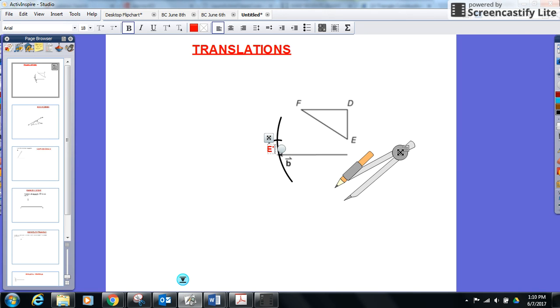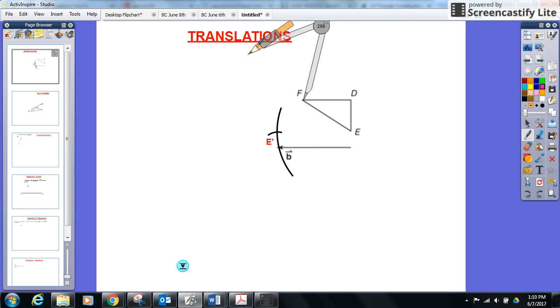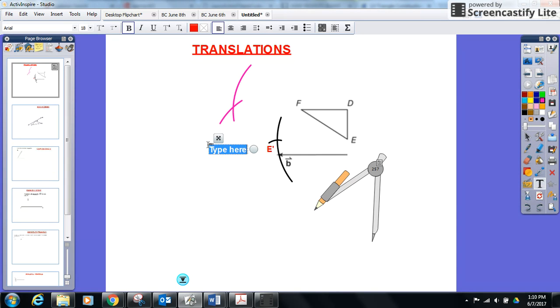And we'll go and do the same thing again for both F and D. So again, measure the length of the vector. Let's do point F now. So put our compass point on F. Make an arc. Somewhere on this arc, F prime will be. Go back to the beginning of the vector, measure the distance from the beginning of the vector to the point you're translating. Go to the end of the vector. And again, make an arc so that it intersects your first one. And that is where F prime will be.